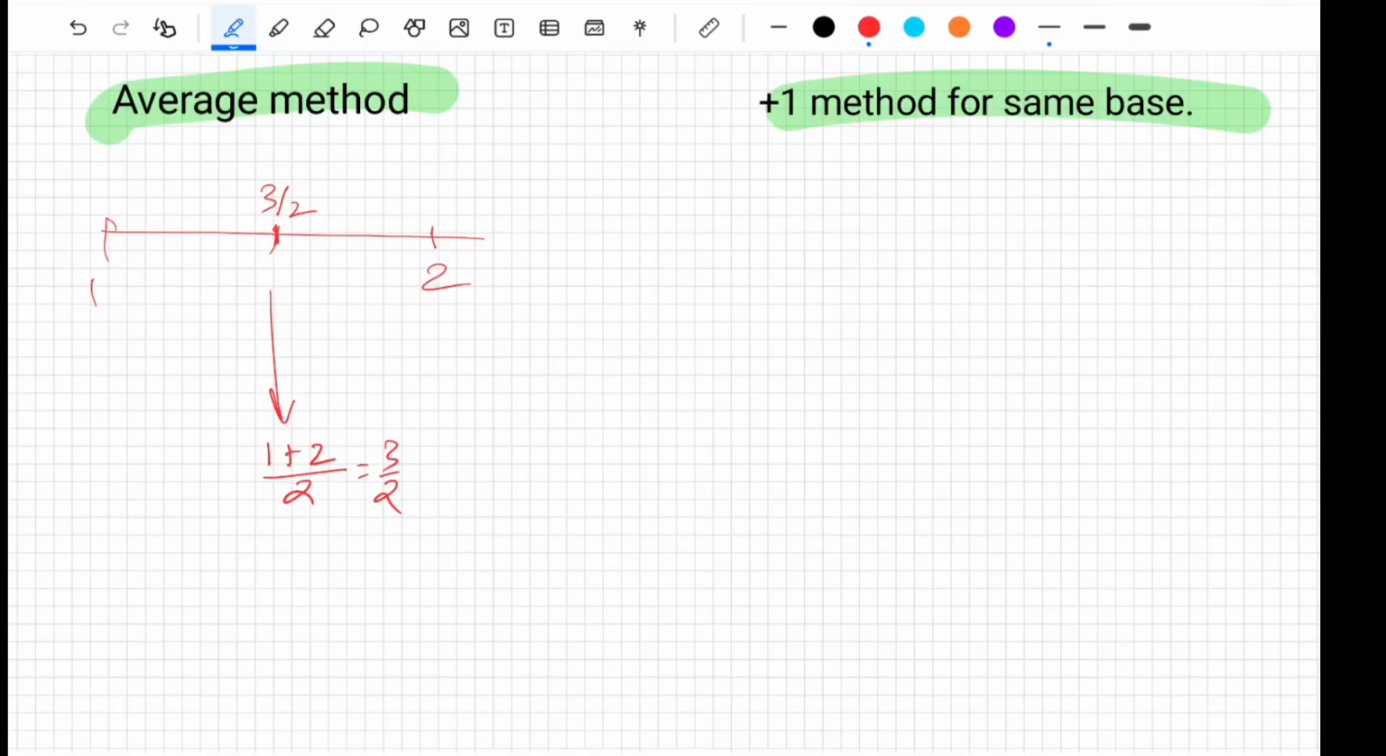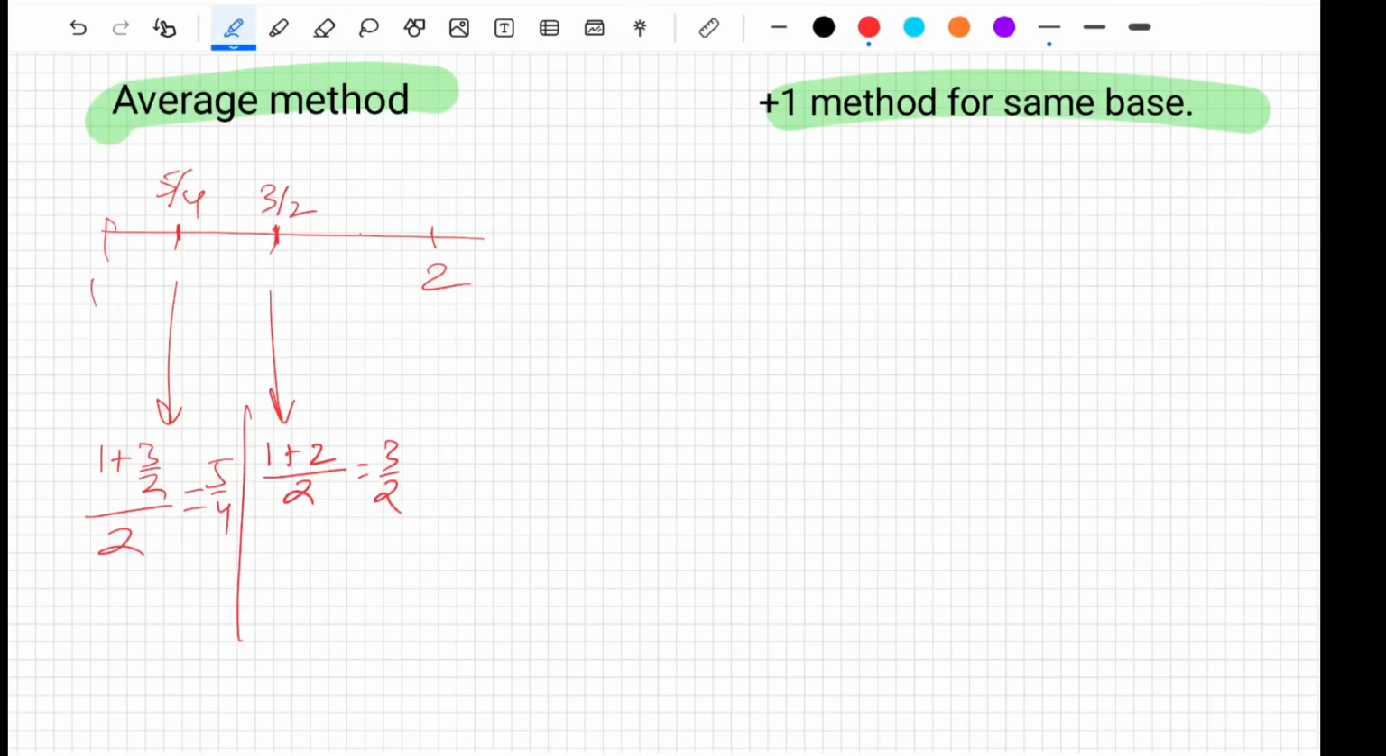If we want another number between 1 and 2, we can also get a number which will be the average of 3 by 2 and 1. How will we get this number? We will take the average here. 1 plus 3 by 2, divided by 2, will give 5 by 4. So we get another number.